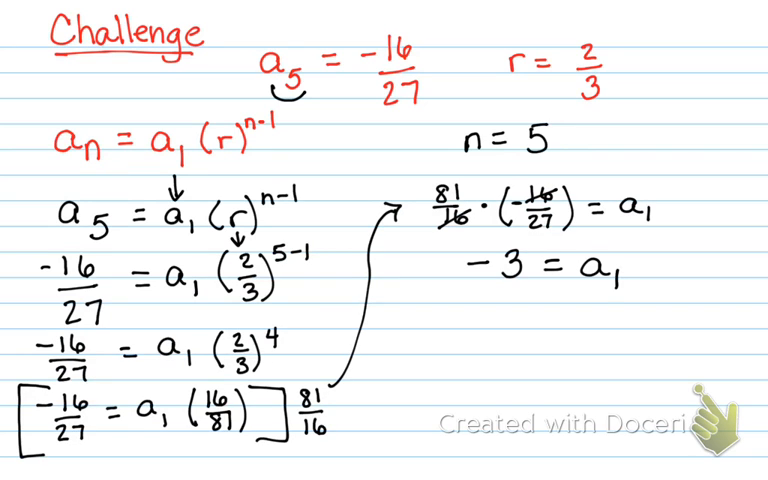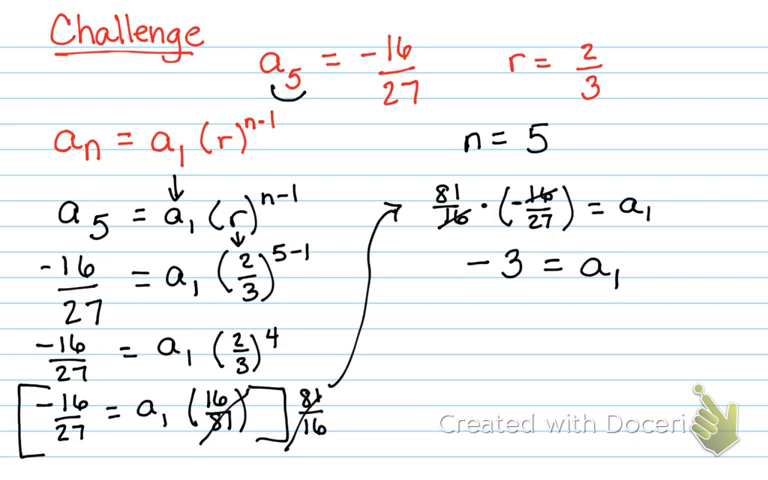So once we plug everything in and use our calculator, 2/3 raised to the 4th, we get 16/81. And then we're going to get a sub 1 by itself. So I just multiplied the whole thing by the reciprocal, 81/16. Of course, that cancels out this side here. We're left with a sub 1. And on the other side, when we multiply, the 16s cancel out, and we're left with 81 divided by 27. It's a negative, so we get negative 3. So a sub 1 is negative 3.